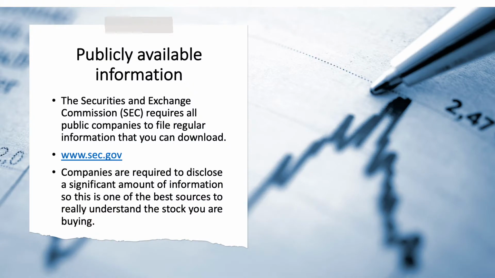So first of all, public companies are regulated by the SEC, the Securities and Exchange Commission. And the SEC requires that companies regularly file information, which you can download at www.sec.gov. And the information that they require companies to report is pretty significant. It's a lot of information that's required for these companies to provide on a public basis. So it's one of the best sources for you as an investor to really understand the company and the stock that you're interested in buying.